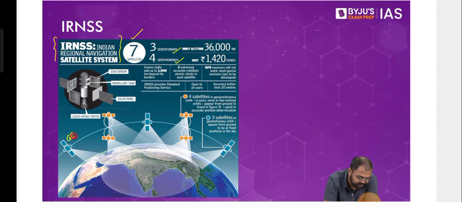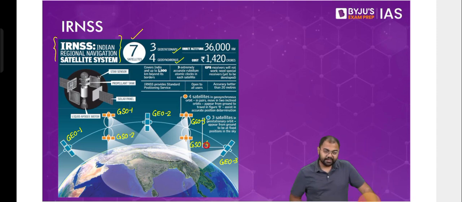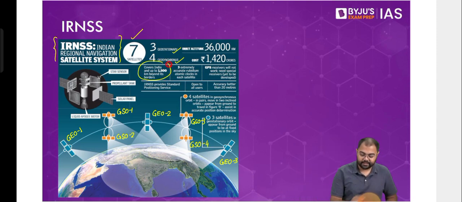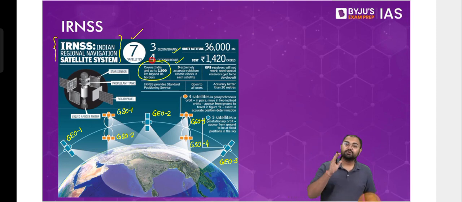As you see, you have geostationary 1, geostationary 2, and geostationary 3, and you have 4 geosynchronous satellites, GSO1, GSO2, GSO3, and GSO4. So 4 geosynchronous satellites and 3 geostationary satellites. Overall, they cover the Indian subcontinent and up to 1500 kilometers beyond the Indian borders, largely to cover the Indian Ocean region.